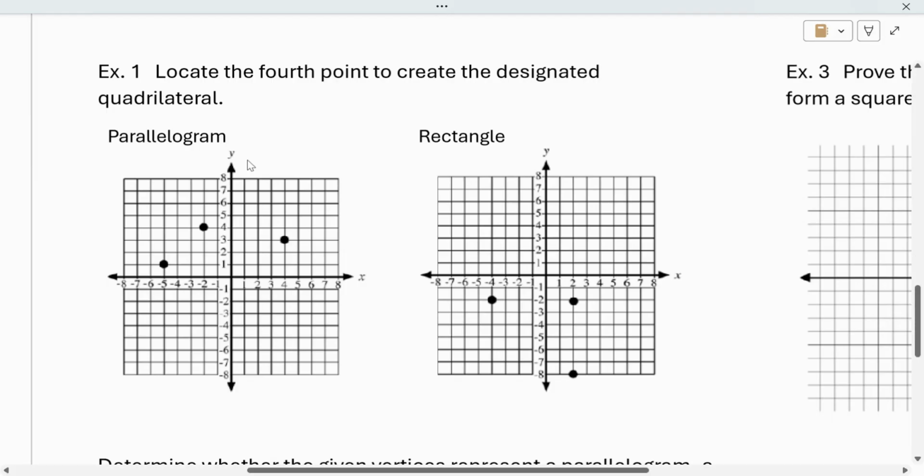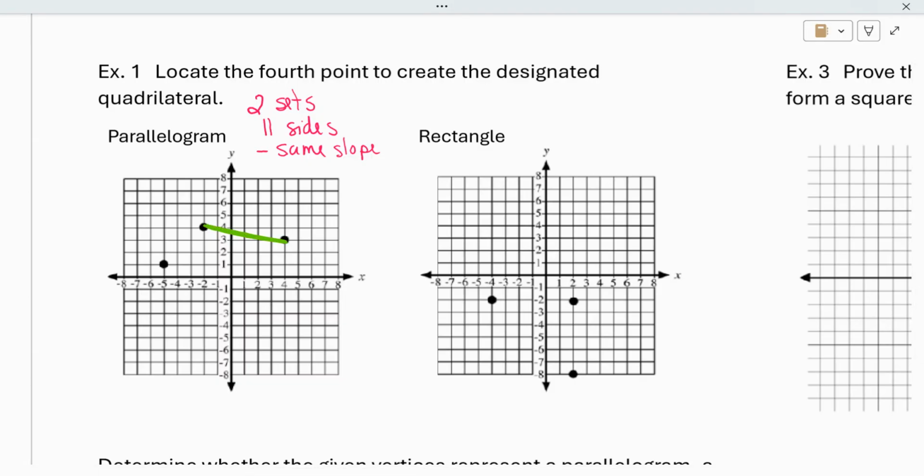So we're going to locate a fourth point to create the designated quadrilateral. We learned that a parallelogram has two sets of parallel sides, and we know that parallel sides have the same slope. So I'm going to look at this line segment right here, and I'm going to calculate the slope of that because I'm trying to find the missing point.